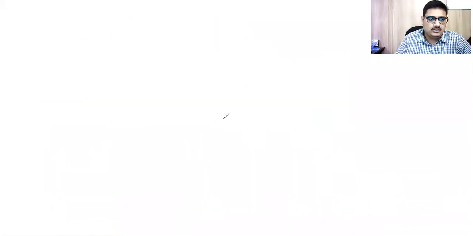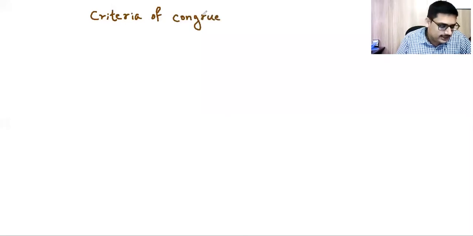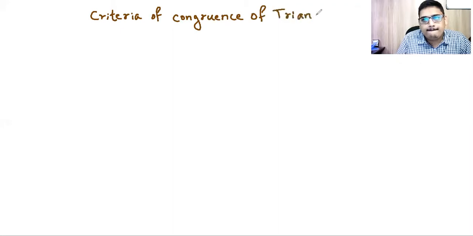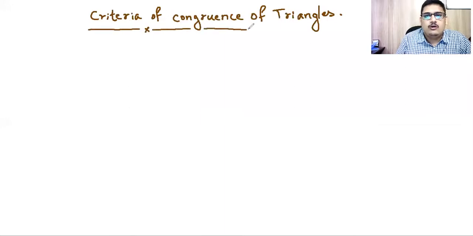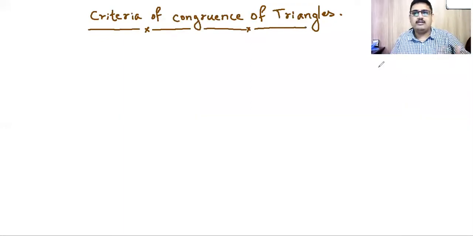Okay, if this is clear, then now let us see the criteria of congruence of two triangles. Here I will not be going into detail with respect to proofs and all. What I will be revising are the various theorems and axioms that you have already come across in your 9th syllabus. I will be discussing all the criteria of congruence of two triangles.